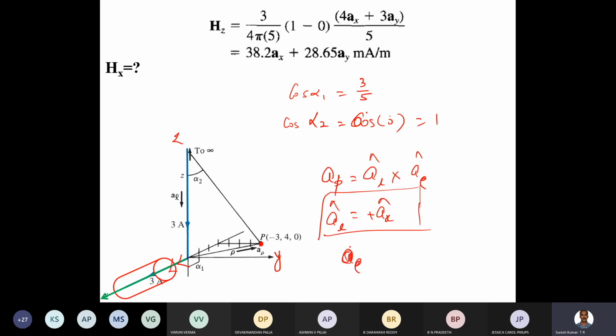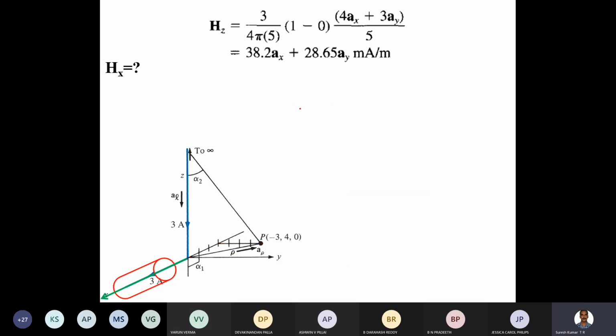What is the a_rho vector? At least tell me this answer. So this is rho, the radial direction. Rho equal to 4. So this is the radial direction, and a_rho is along the Y direction. a_Y. Good. Now let me highlight this part.